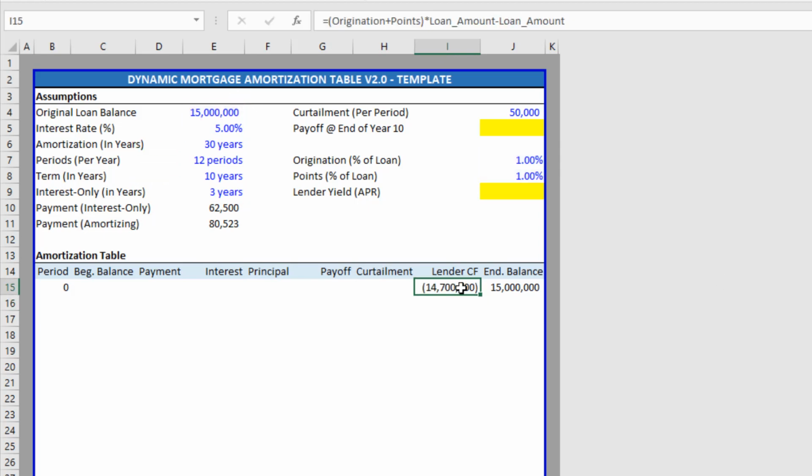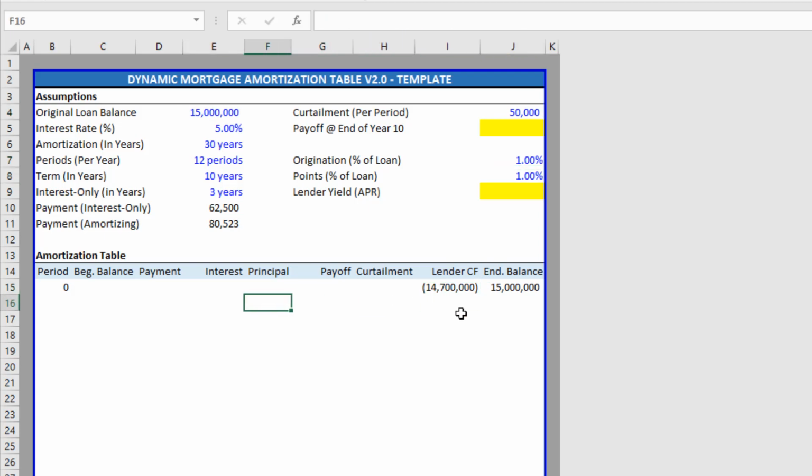And in time zero, the lender will have an outflow of 14.7 million. 15 million minus whatever it earned in origination percentage and points. So that's our lender cash flow time zero. So now let's move to period one.